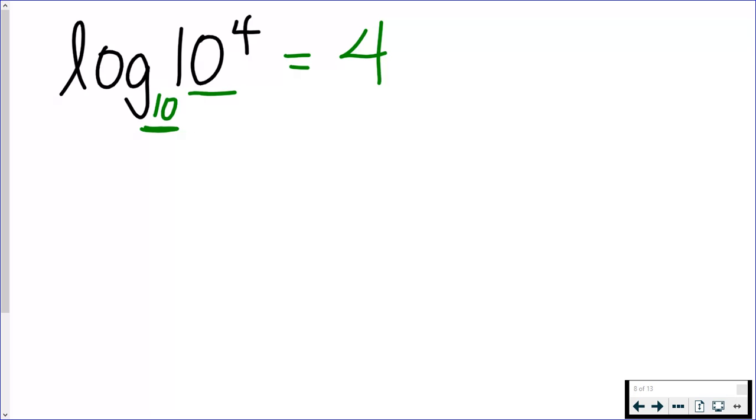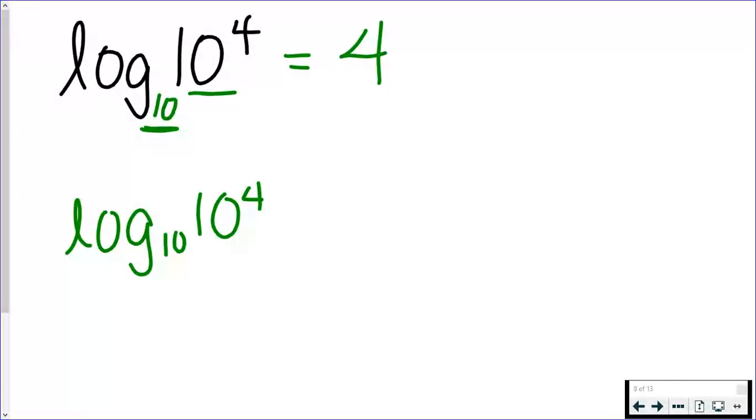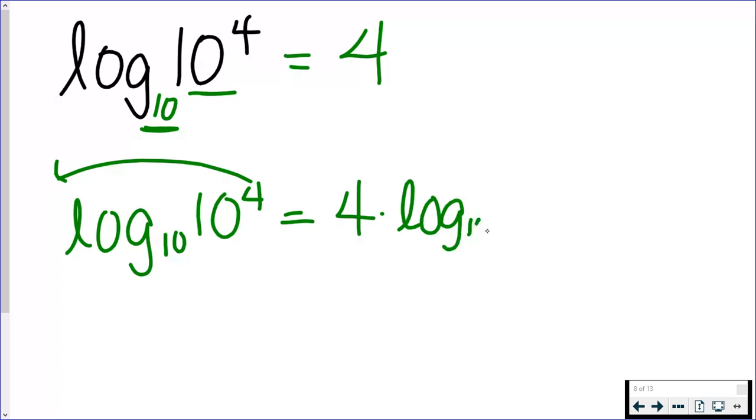Now, really quick, there is another property that I'll have another video on called the power property. And according to the power property, you can move the exponent to the front of the log. And then it becomes the exponent times the log. Because remember, the answer to a log is an exponent. So hopefully that makes some sense.